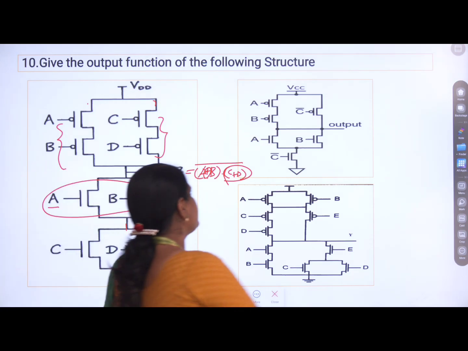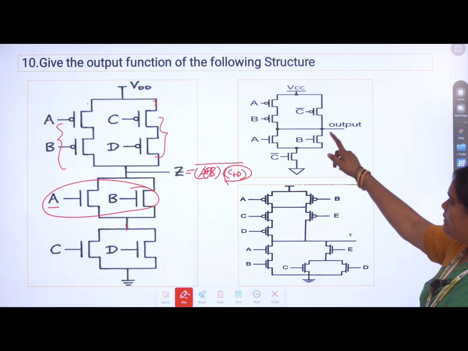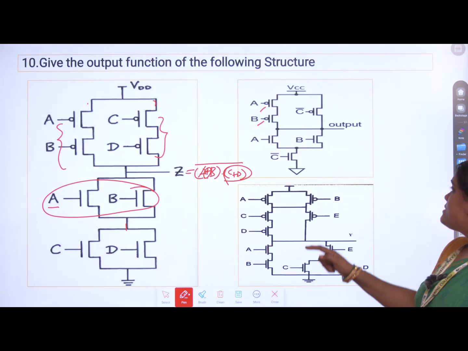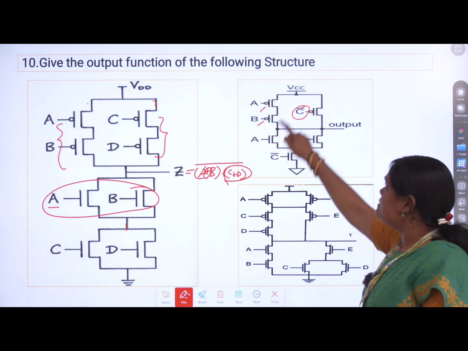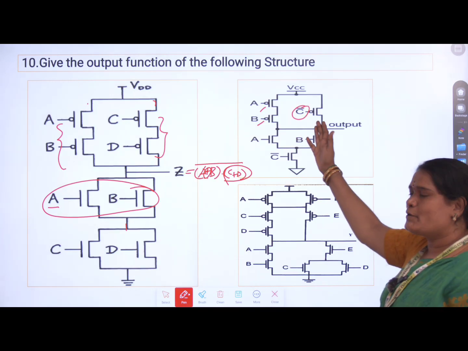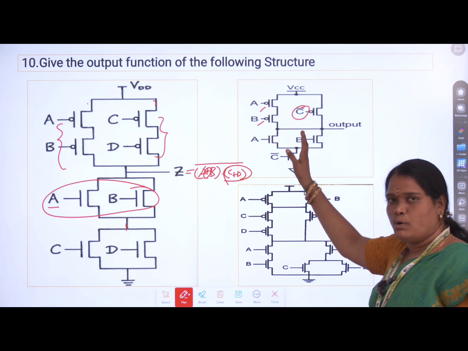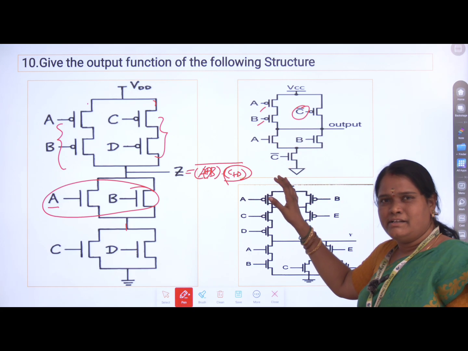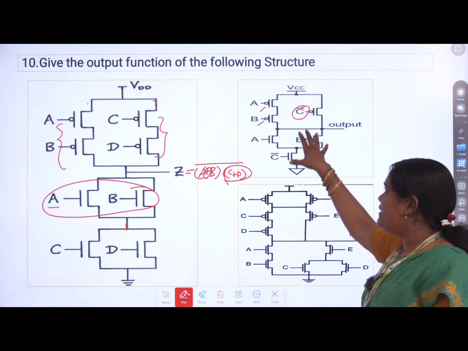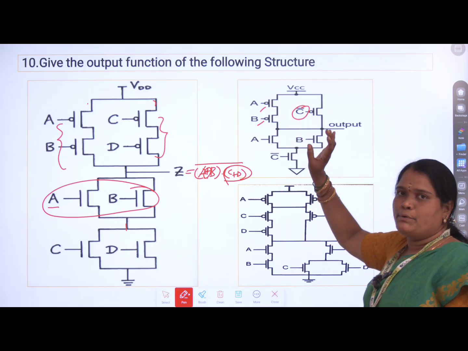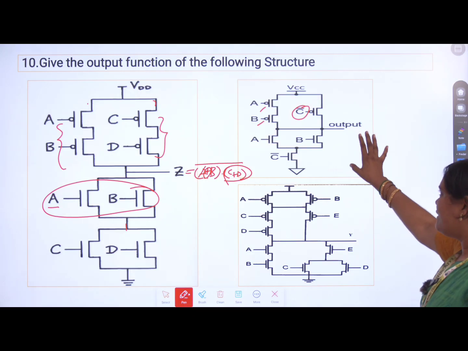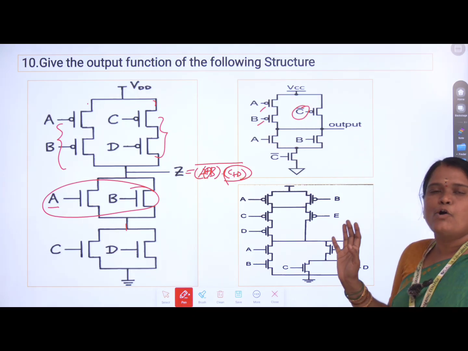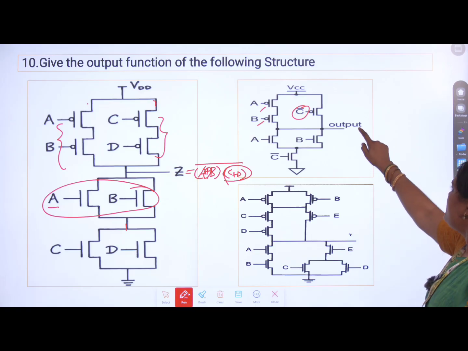Moving on to the next circuit. Here, A and B are connected in series, which is parallel with C bar. So we can include any variable, C bar, X bar, Y bar, we can include anything. And for static design, no need to complicate with inverted inputs or anything. We can directly write the output based on the inputs and the series parallel combination.